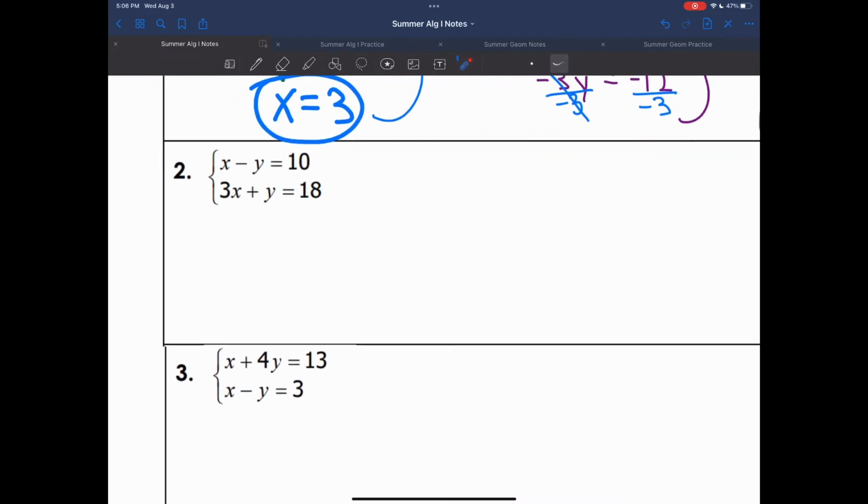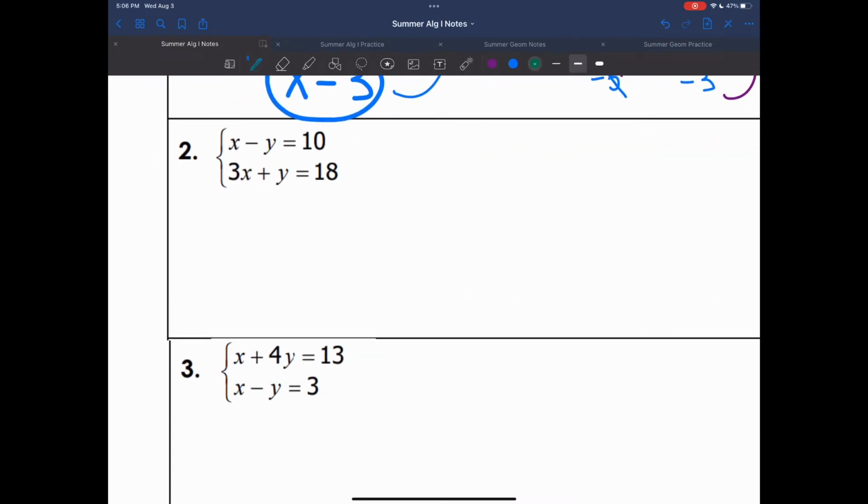Okay, let's try another one. Number 2. Okay, so I'm going to look at these and I have to decide if I'm going to add or subtract. Now, I haven't given you a problem where you would have to subtract, so for now, let's just stick with adding them together and see what happens, okay? So let's go ahead and turn this into an addition problem, and if we're doing it right, a variable should get eliminated, and if it doesn't, that means we'll have to change something or maybe do subtraction.